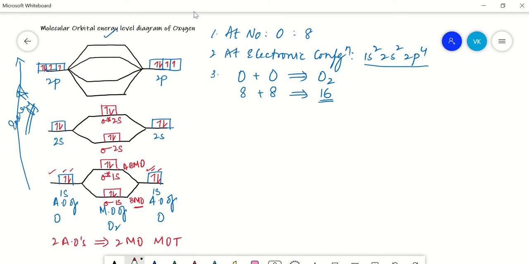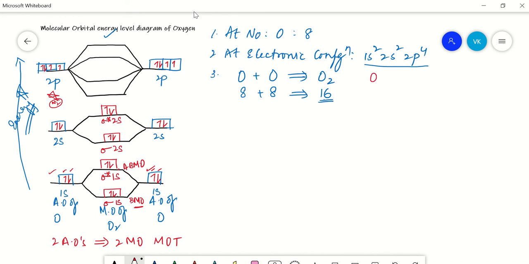And now coming to this 2p level, which is very important and which differs from nitrogen. For nitrogen we have a different diagram, and here oxygen and fluorine will have a different diagram, right? Now what is going to be at the lowest stable energy level, and what is in the upper energy level?